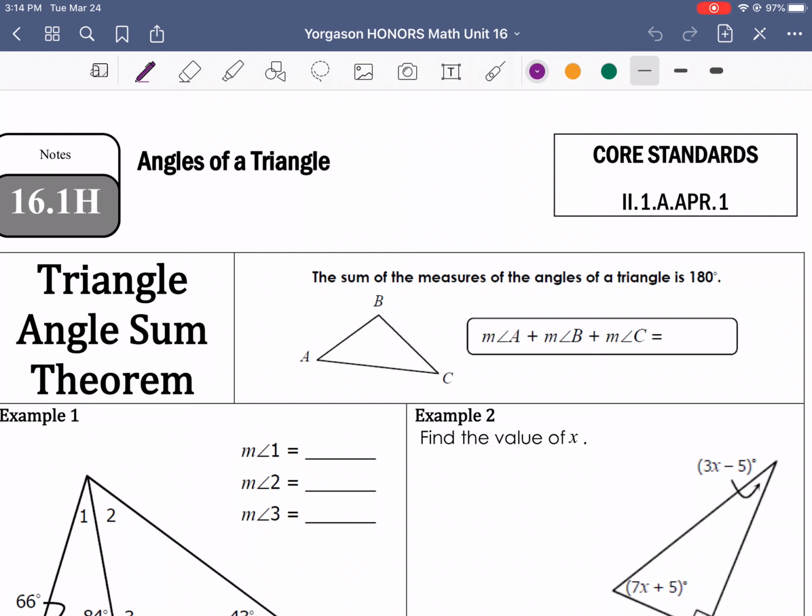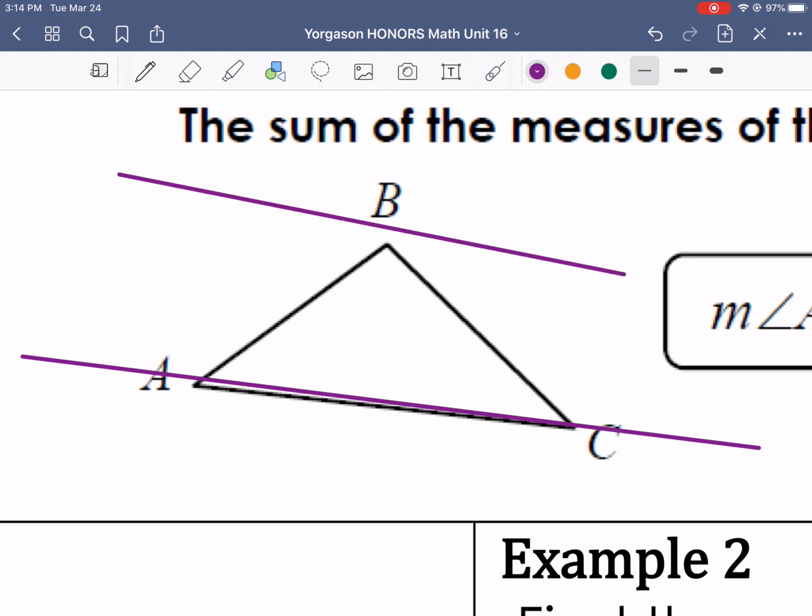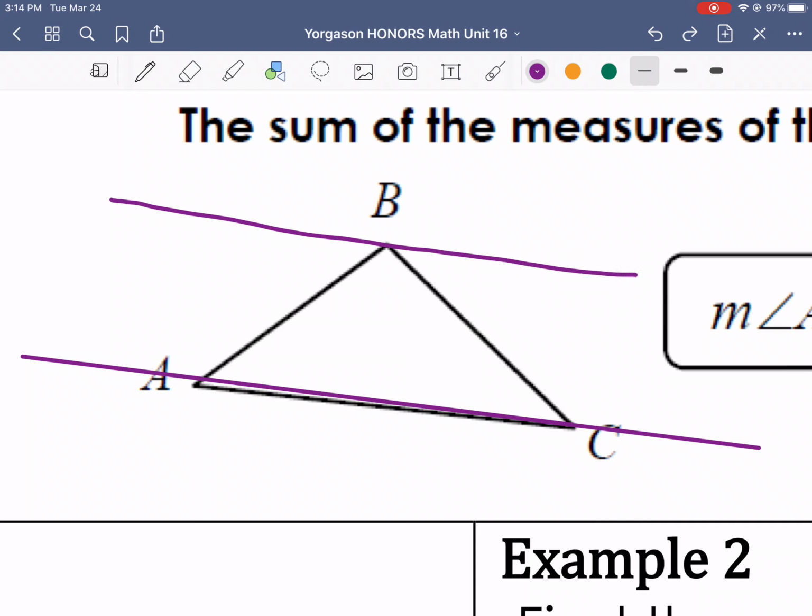So let's start with this triangle angle sum theorem. The sum of the measures of the angles of a triangle is 180 degrees. I think that is something that a lot of people are just kind of familiar with, but I also thought it would be useful to try to prove why this occurs.